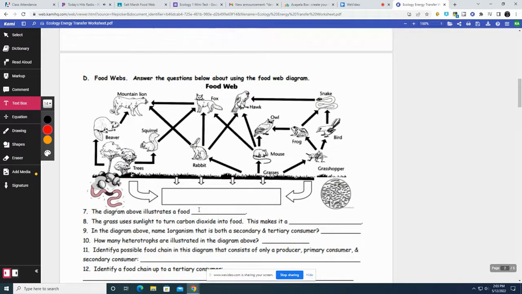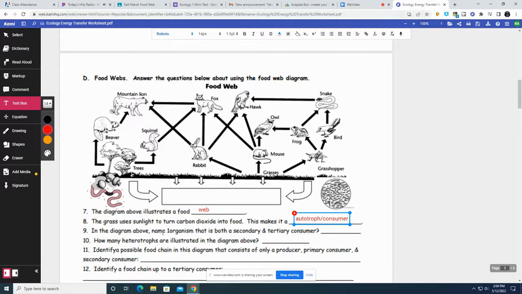All right, using the food web. So 7, what is this thing? It's called a food web. The grass uses sunlight to turn carbon dioxide into food. This makes it an autotroph. Autotroph, producer.